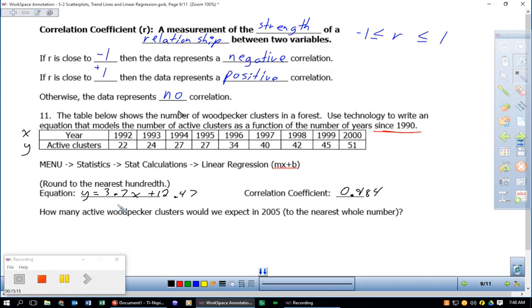Now, how many active woodpecker clusters would we expect in 2005? We are going to plug in the year. How many years since 1990? That's 15. We're going to plug that in: 3.7 times 15 plus 12.47. We're going to have to round it to the nearest whole number. So 3.7 times 15 plus 12.47 is 67.97, so we're going to go with 68 clusters.